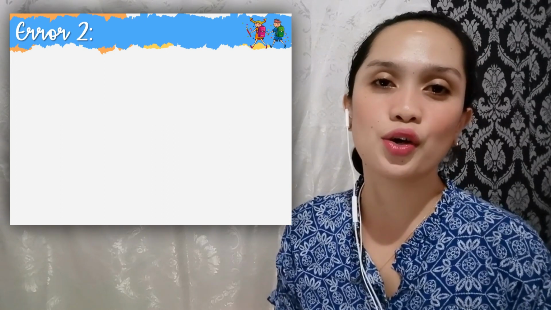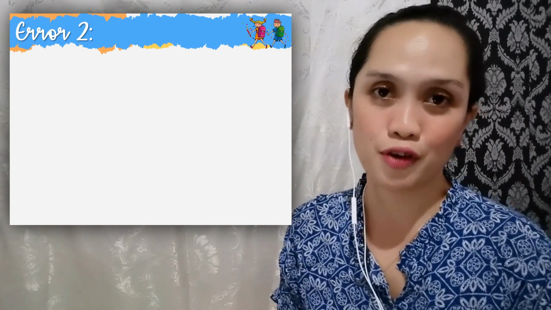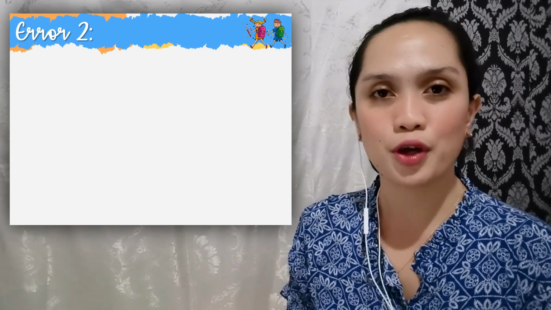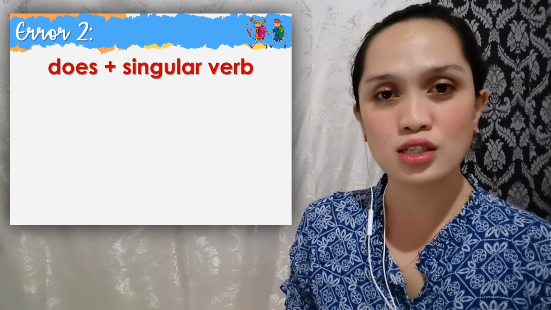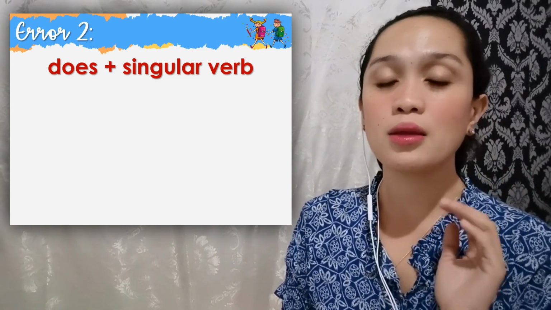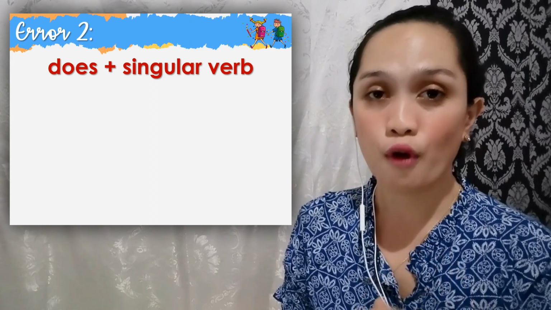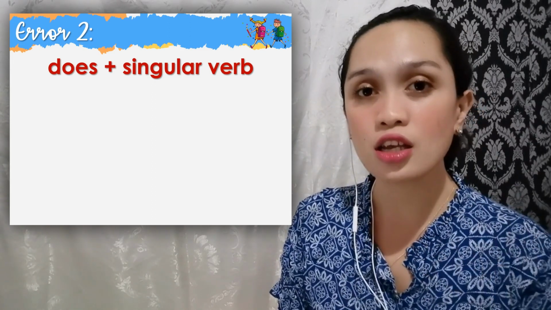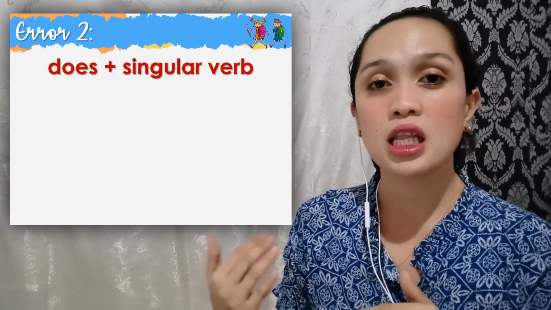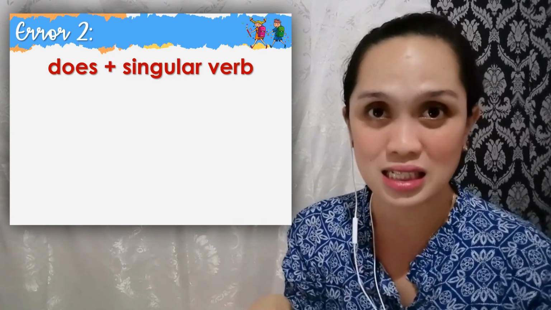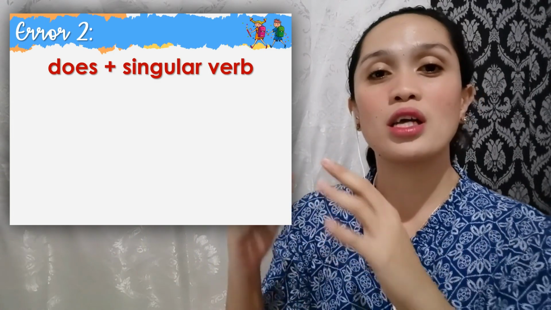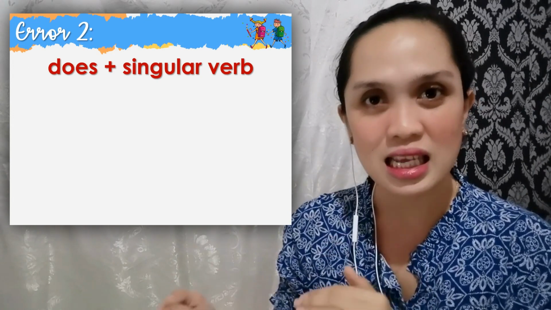So the second error I took note of also has something to do with an auxiliary verb. This time, it's the auxiliary verb does. So does as an auxiliary verb is in the present tense, and the error I saw is that does is followed by a noun or a pronoun and followed by the main verb in its singular form. So although does is a singular auxiliary verb, it should not be accompanied by a main verb in its singular form. So you drop the s. So this is what you remember: does already has an S, so its main verb shouldn't contain an S at the end.